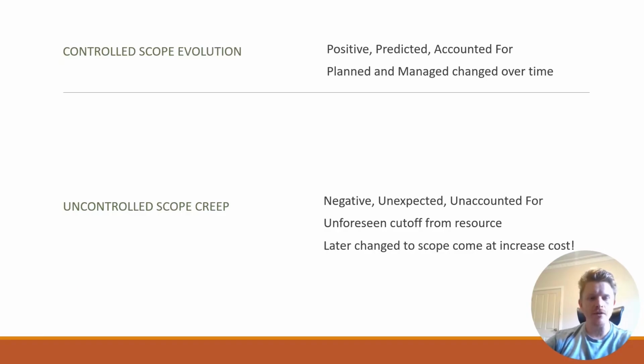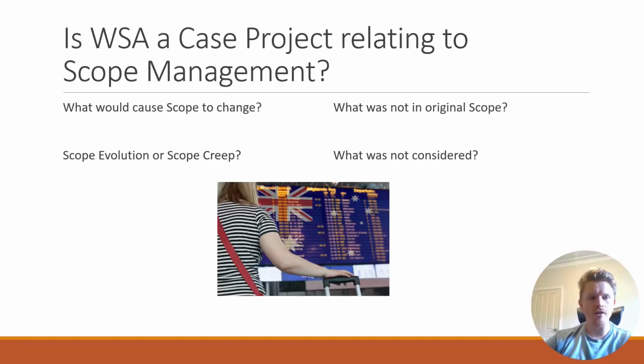Uncontrolled scope creep, usually negative due to being unexpected, increases complexity, cost, or delays. The Western Sydney Airport demonstrates both of these concepts extremely well. Early airport plans from the 40s and 50s were relatively vague, having no fixed site, no start date, little environmental consideration, and little long-term infrastructure planning.